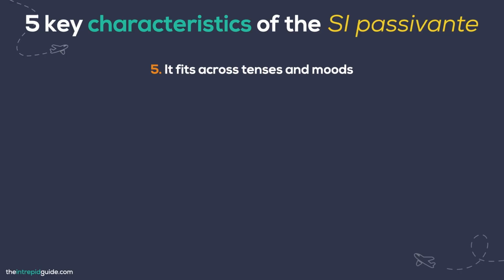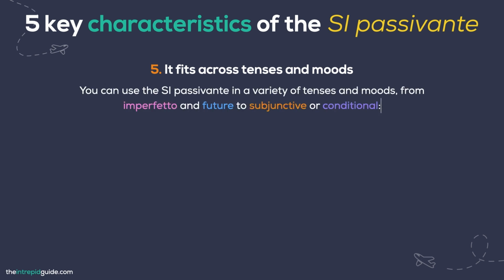The next characteristic is it fits across different tenses and moods. You can use the Si Passivante in a variety of tenses and moods, from the imperfetto to the futuro, to the congiuntivo, to the condizionale. Take a look at these examples.